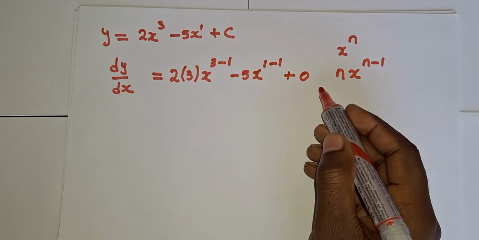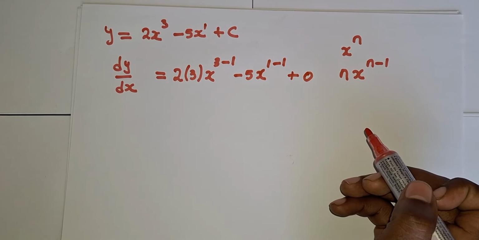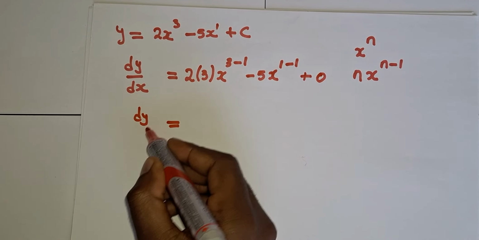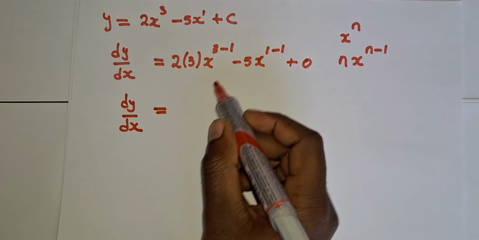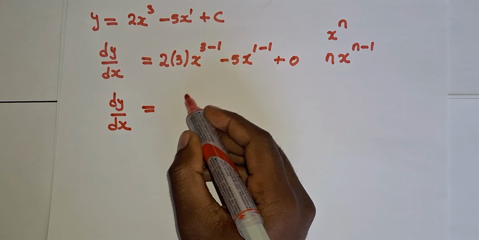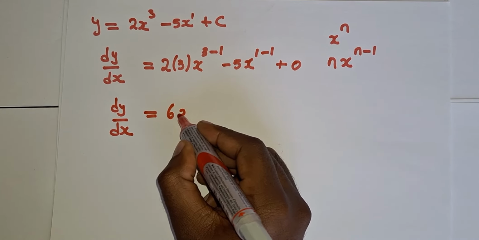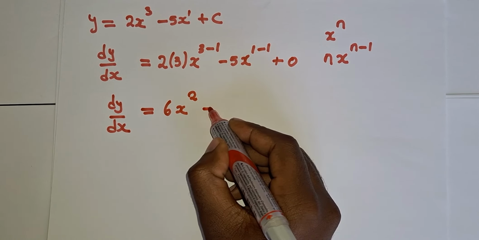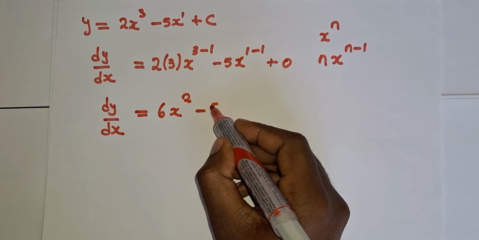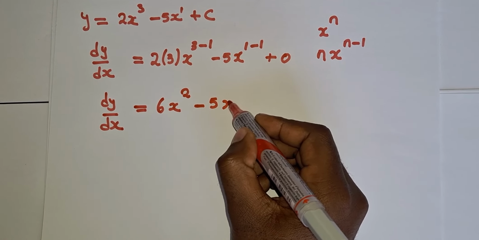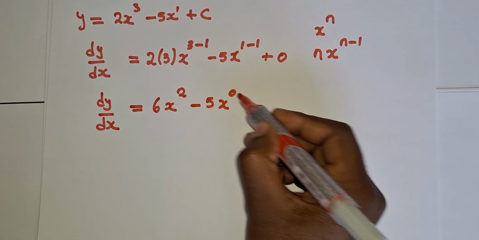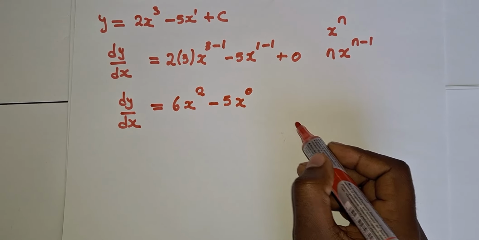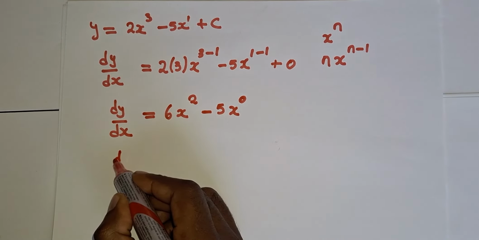Now let's simplify and write out this equation to be clear. We say dy over dx. Now 2 times 3 is going to be 6x. 3 minus 1 is 2, minus 5 x to the power 0, right? We don't have to write 0, we can just simplify this whole equation.